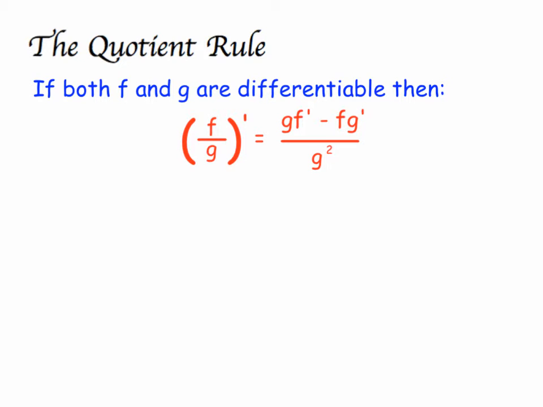So the quotient rule applies to f and g if they're differentiable. So they're being divided and it equals the g function stays the same times the derivative of f, minus the f function times the derivative of g, divided by the denominator, which is the g function squared. We'll be using this formula throughout our next two examples.